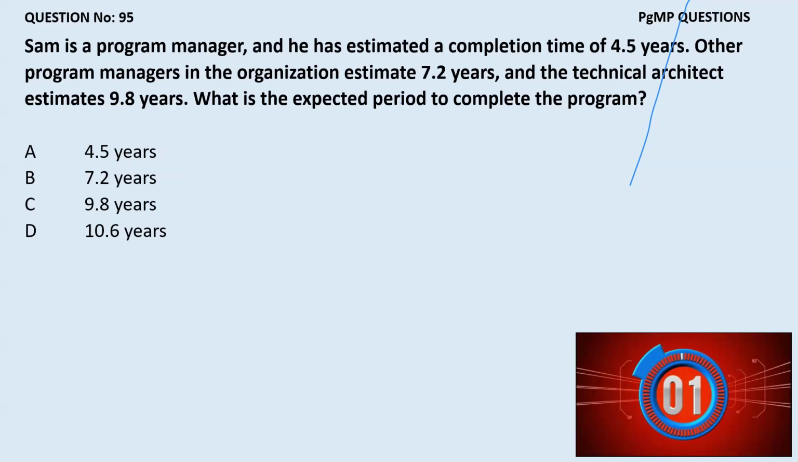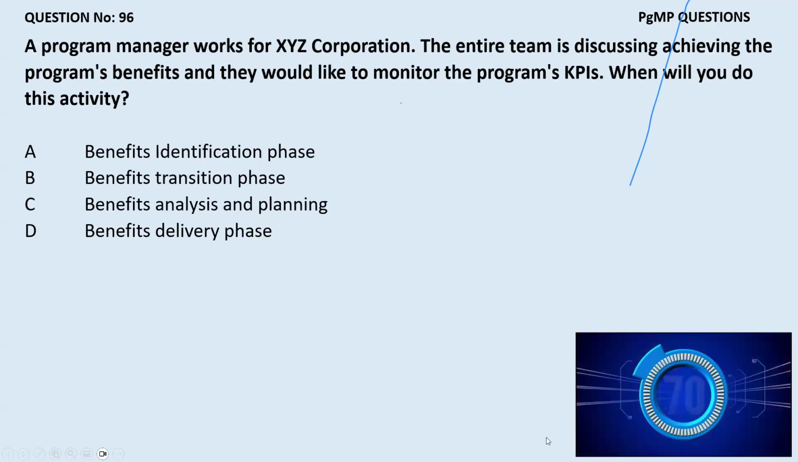In this question, 4.5 plus 4 times 7.2 plus 9.8, divided by 6, is 7.2 years. So the answer is B in this case, 7.2 years. 96, question number 96.